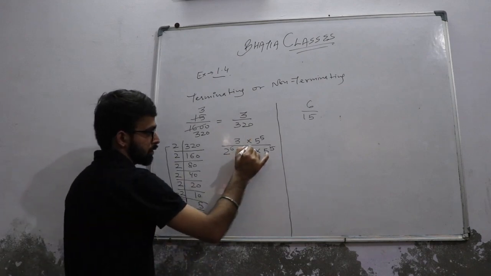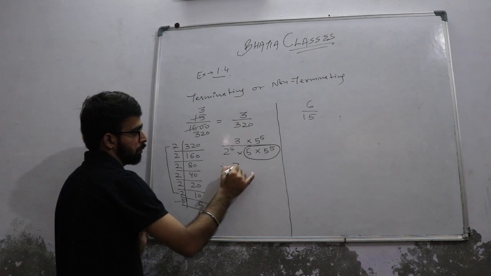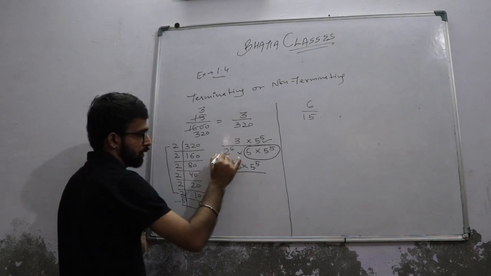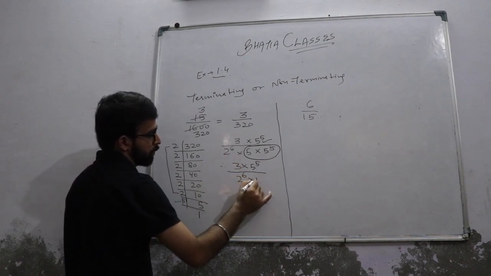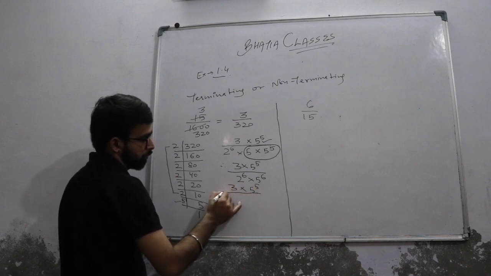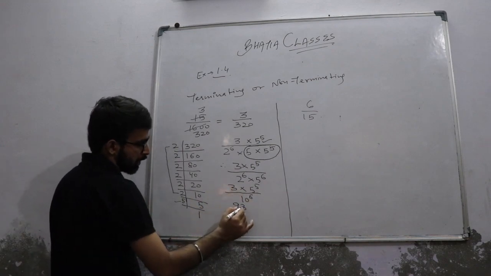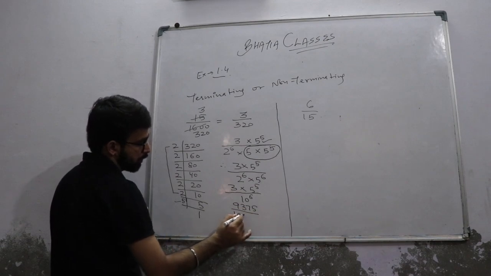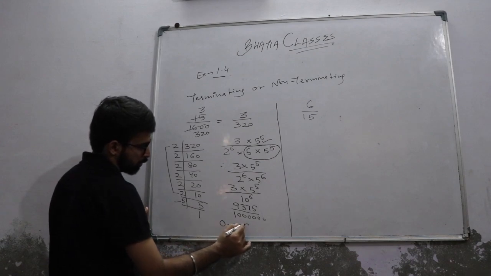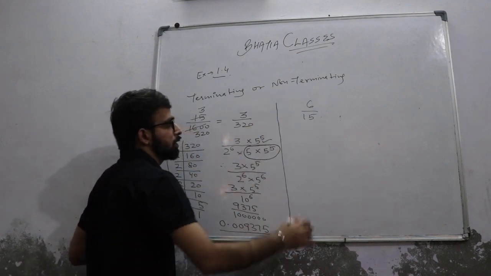Now you can see 5 is also six times. Therefore, I am multiplying: 3 multiplied by 5 raised to power 5, divided by 2 raised to power 6 multiplied by 5 raised to power 6. 3 multiplied by 5 raised to power 5, and the denominator is 10 raised to power 6. By multiplying these numbers, you will get 9375, with 6 places, and by applying the decimal you will get 0.009375.